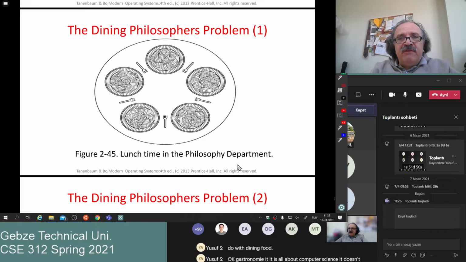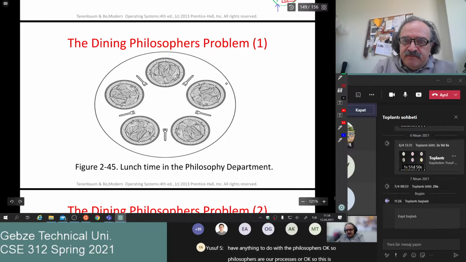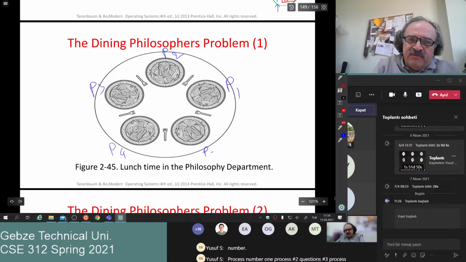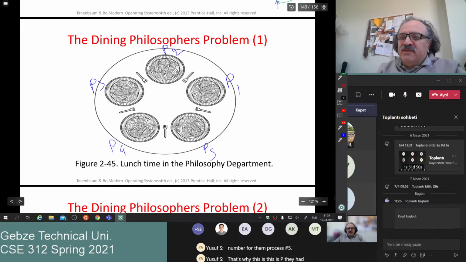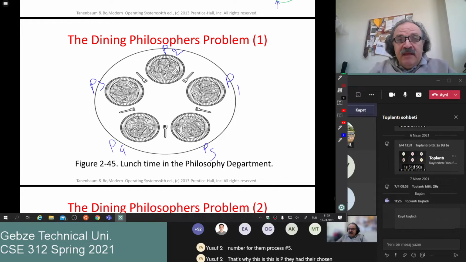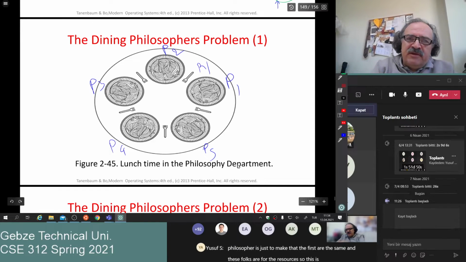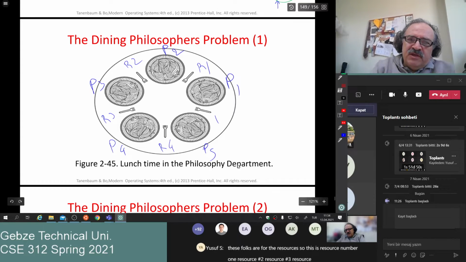It doesn't have anything to do with the philosophers. So philosophers are processes. This is process number one, process number two, process number three, process number four, and process number five. Since this is P, they had chosen philosophers just to make the first letter the same. And these forks are for the resources. So this is resource number one, resource number two, resource number three, resource number four, and resource number five.